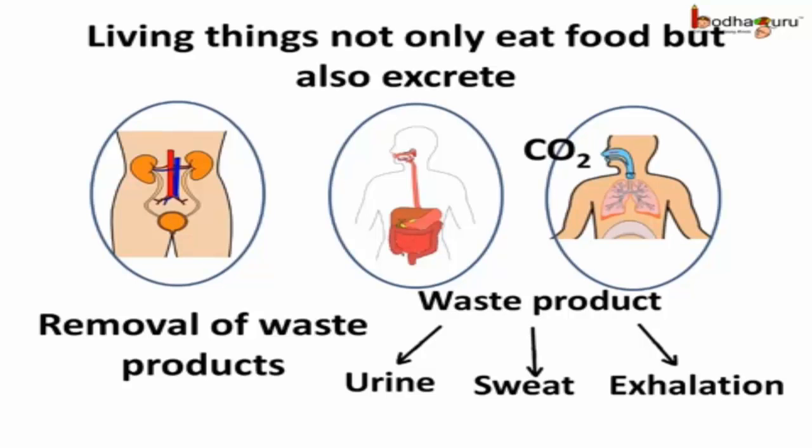The animals remove these through urine and sweat. Carbon dioxide, which organisms give out during exhalation, is also a waste product. So the living things get rid of these wastes by the process which is known as excretion. So the living things not only eat food but also excrete, which is an important characteristic of all the living things.